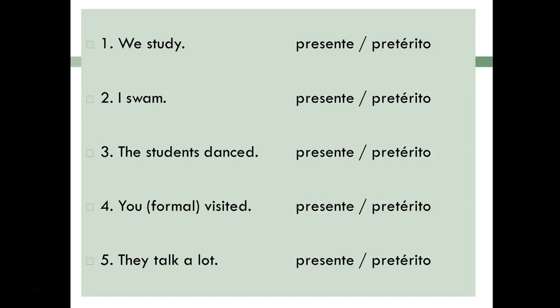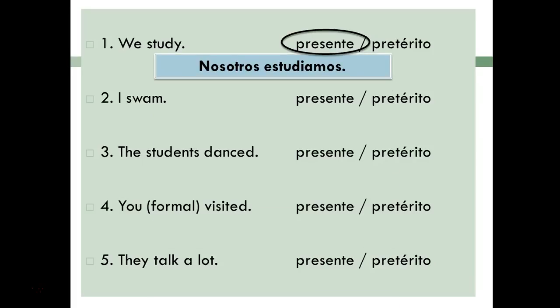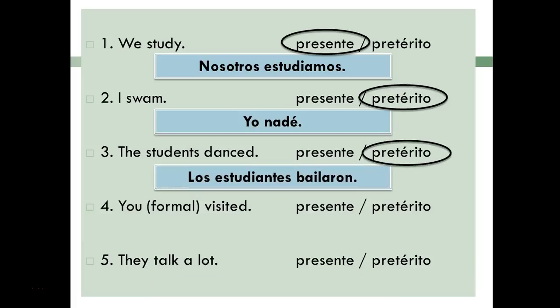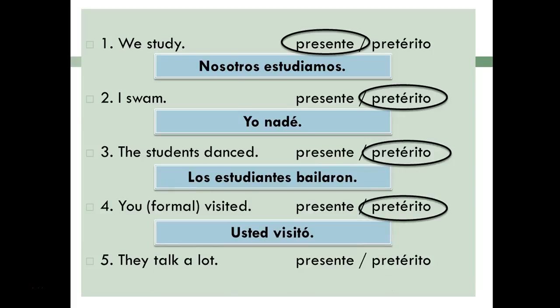Okay, so for these practice problems, you should pause the video, decide if the sentence is in the present or the preterite, and then conjugate it accordingly. Okay, y las respuestas. So we study is presente, estudiamos. I swam, pretérito, nadé. The students danced, pretérito, los estudiantes bailaron. You, formal, visited, pretérito, usted visitó, because you, formal, is usted.